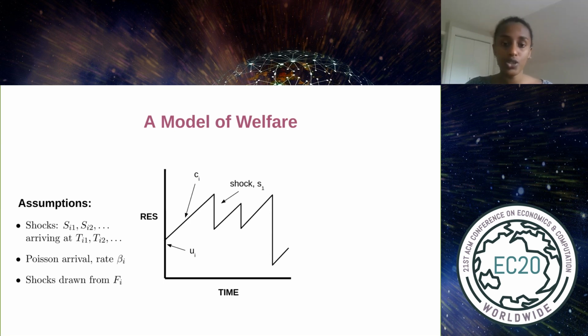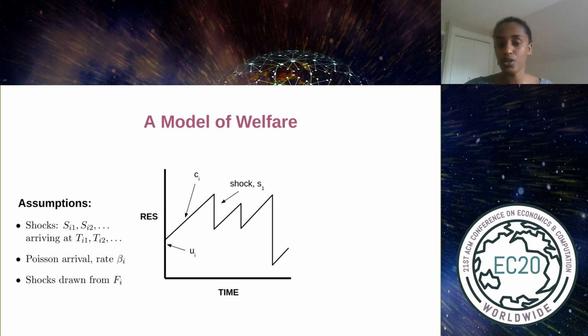We'll assume that these shocks are arriving according to a Poisson process with arrival rate beta sub i. Note that this is denoted by the agent's index, so different agents can have different arrival rates. And we'll assume that the magnitude of these shocks, or the magnitude of these drops that you see here, are drawn from some distribution f sub i. Again, different agents can have different distributions from which you're drawing their shocks.